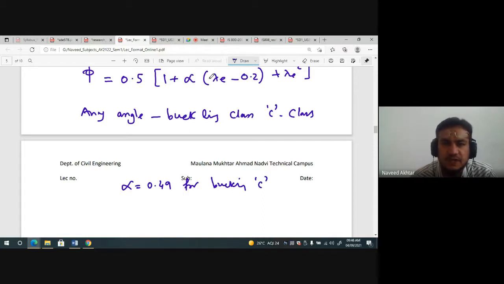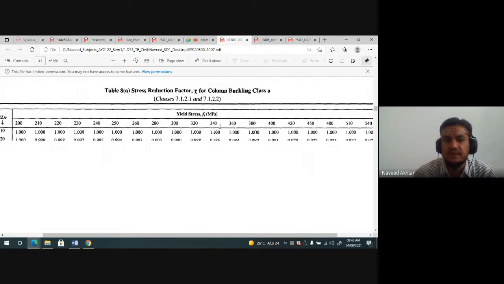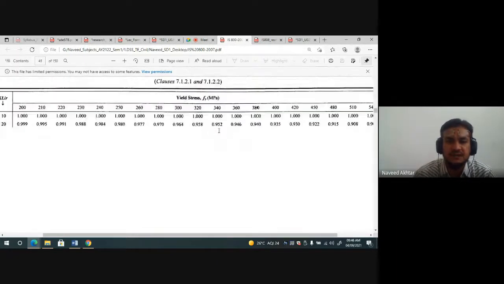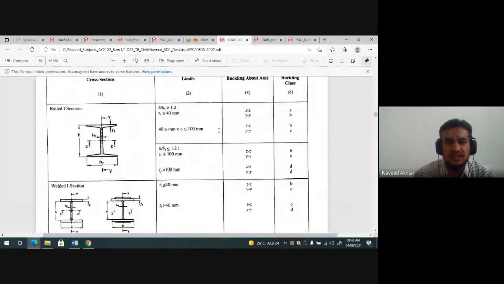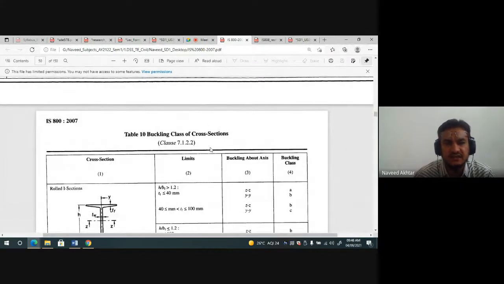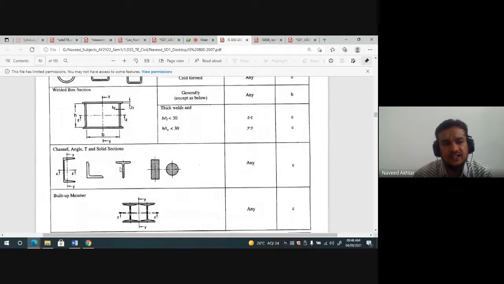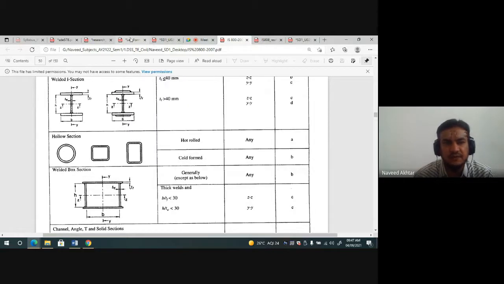बकलिंग क्लास कहाँ से मालूम करते हैं हम लोग? बकलिंग क्लास हम लोग टेबल नंबर 10 से मालूम करते हैं, ये तो मैं पहले बता चुका हूँ आपको. टेबल नंबर 10 जो कोड में दिया हुआ है, यहाँ से हम बकलिंग क्लास मालूम करते हैं. एंगल सेक्शन, चैनल सेक्शन, टी सेक्शन और सॉलिड बार और सर्कुलर और रेक्टेंगल, एनी टाइप ऑफ एक्सिस द बकलिंग क्लास विल बी सी, है ना. तो उससे हमको ये मालूम हो गया.